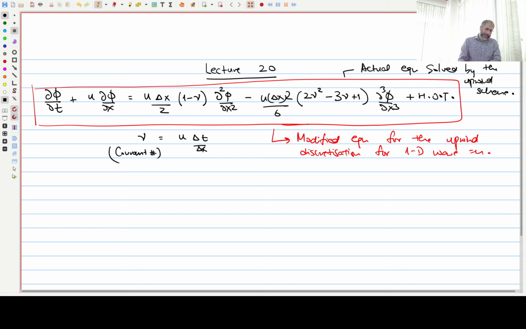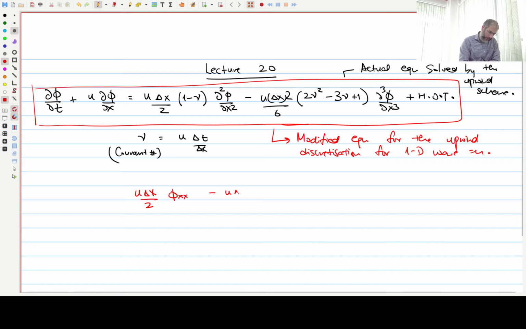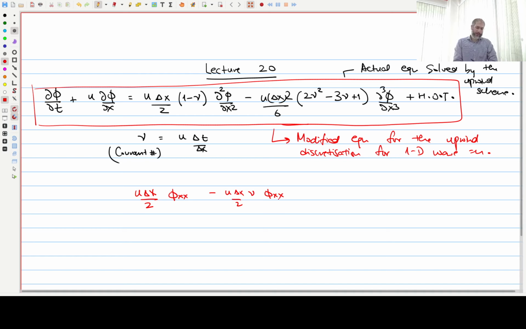Let's look at the right hand side terms, which are the error terms. Let's look at the first term. If you expand it, you get u delta x by 2 times phi xx, and you get a minus u delta x by 2 times nu times phi xx. Here nu is u delta t by delta x. If you multiply that by delta x, you get u squared delta t by 2 times phi xx.